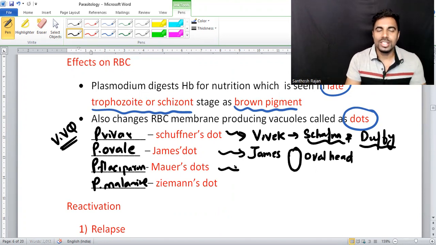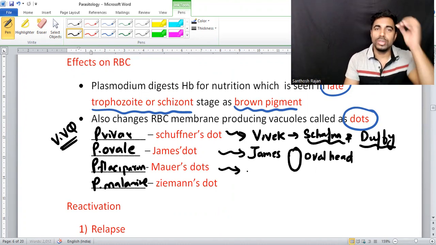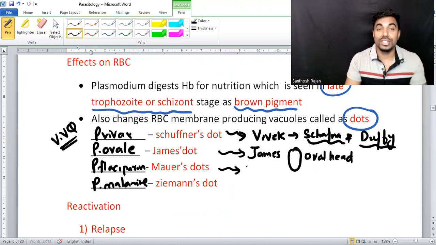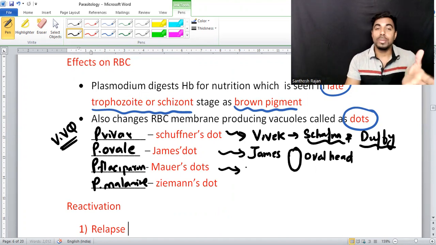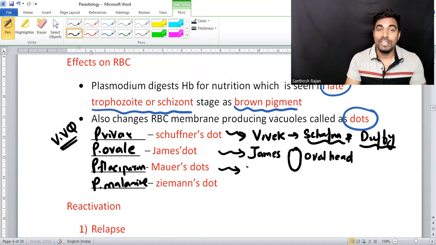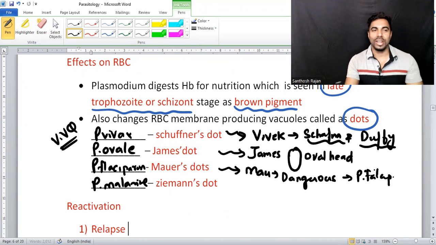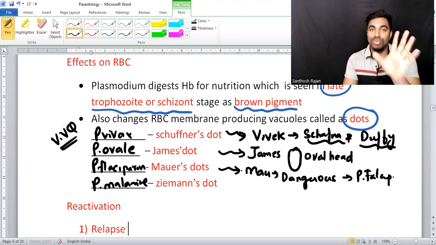Just remember now, Vivek. Maurer's, see, Mao, you know, usually in Burmese and Chinese people, they have this name Mao. Maos are very dangerous. So it is falciparum. Remember, Mao means dangerous people. So when there's dangerous people, it's Plasmodium falciparum. Got it? Mao, Mao, dangerous falciparum.